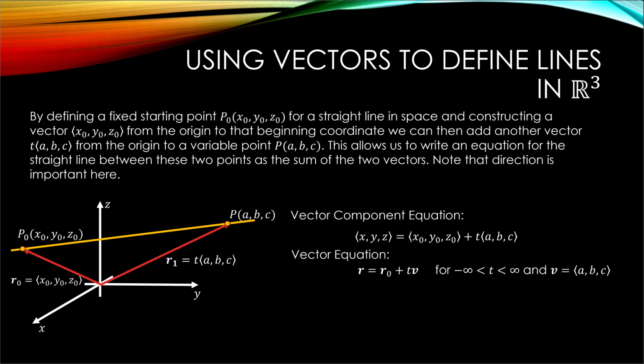In addition to these component and vector equations, I can also define the line using parametric equations for the x, y, and z components of my vector. X is equal to x naught plus at, y is equal to y naught plus bt, and z is equal to z naught plus ct. Now that I know what the equations are that I can work with, let's work an example.